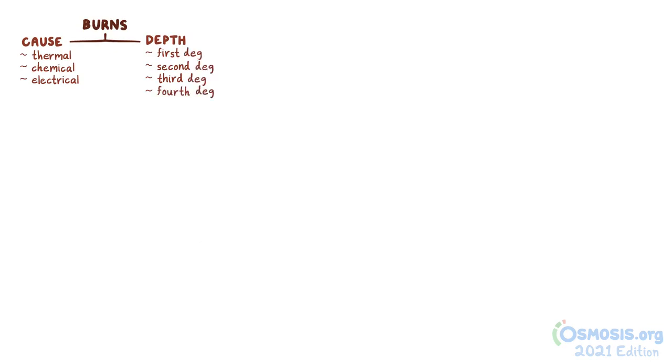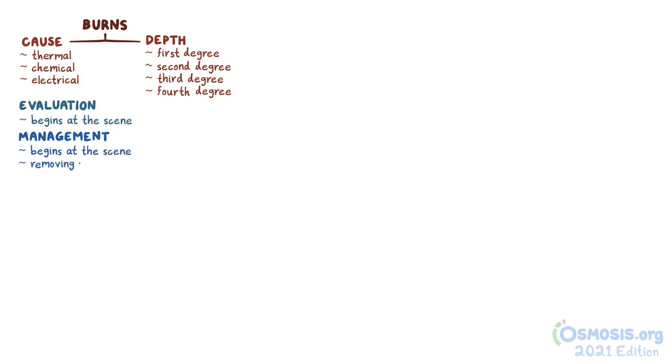Alright, as a quick recap, burns can be categorized by cause and include thermal, chemical, and electrical burns, or by depth and include first, second, third, and fourth degree burns. Evaluation begins at the scene. Management also begins at the scene and includes removing the individual from the source and applying room temperature water to the affected areas. Analgesia should be initiated as soon as possible.